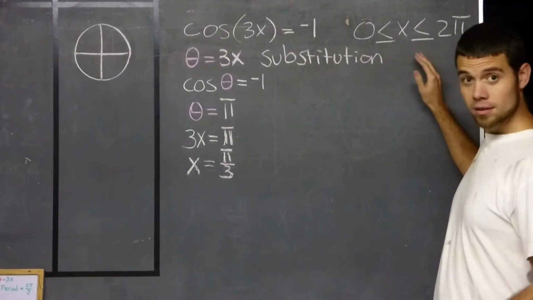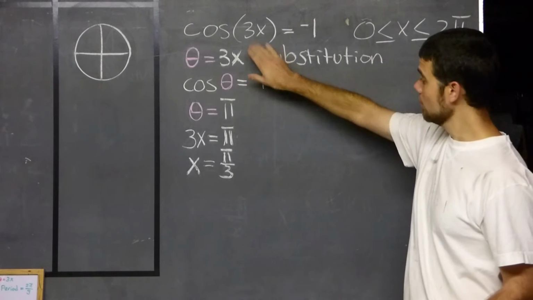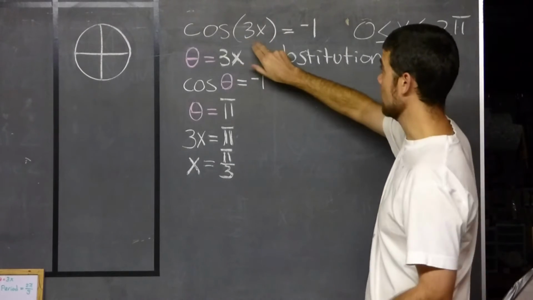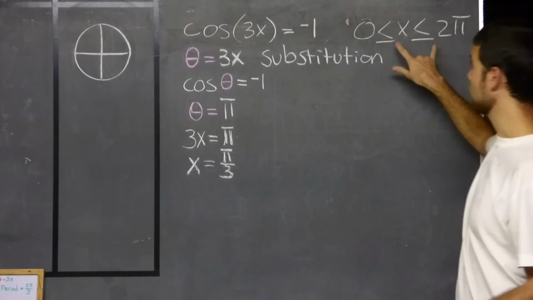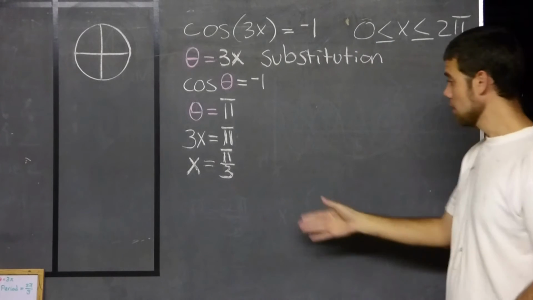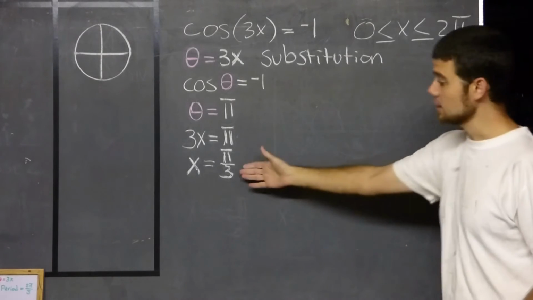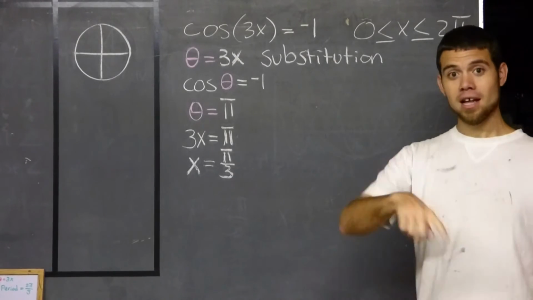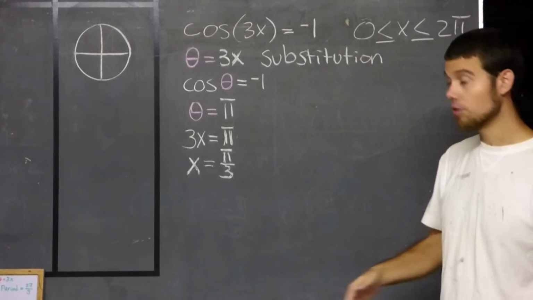We need to check our domain. We know that if we put pi thirds into our original function, pi thirds times 3 is pi, and the cosine of pi is -1, so we know that that's a solution to this, but we have to think about our domain. Pi thirds is positive, so it's greater than 0. Pi thirds is less than 2 pi, so this is one solution to our problem, but you know that a trigonometric function like cosine has a period, which means that there may be more answers than this first one that we found.